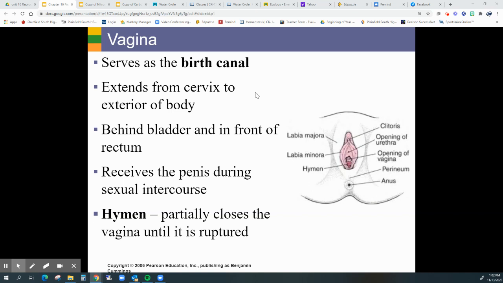All right, the vagina would be the next portion that we are going to talk about. This is what serves as the birth canal. It also serves to accept the penis during intercourse. It extends from the cervix to the exterior of the body, and it's directly behind the bladder and in front of the rectum. All right, normally at the beginning, that opening to the vagina is closed off by what's called a hymen, and then that usually just simply becomes ruptured at some point during the woman's life.